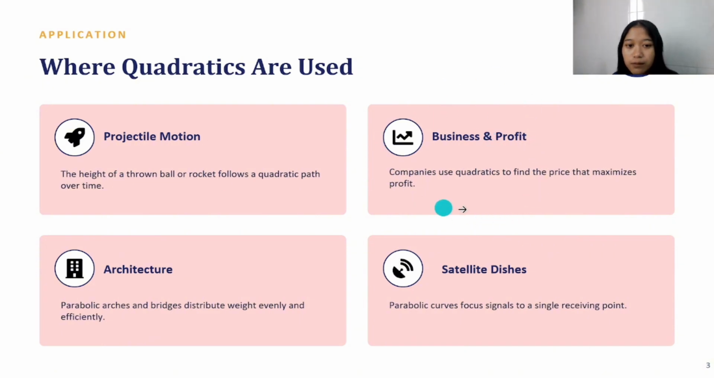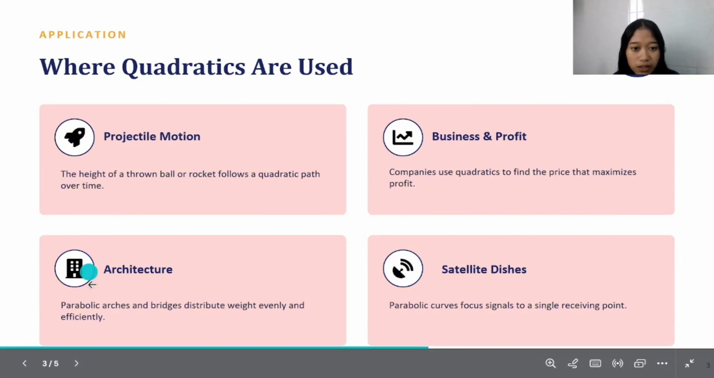And then the second application is business and profit. Companies use quadratic equations to determine the selling price that maximizes profit or minimizes production cost. And then the third application is architecture. Parabolic arches and bridges are designed using quadratic curves because they distribute weight efficiently and provide structural stability.